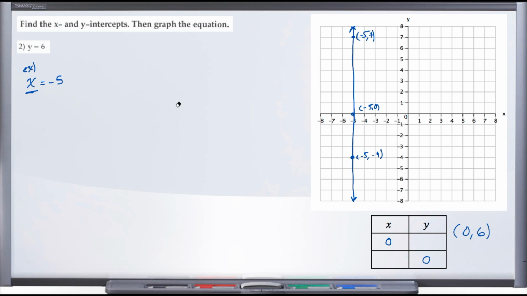Let me quickly redraw the actual answer for number 2 here. This was y equals 6, so again I'm going to go to 6 on the y-axis and just connect it with a horizontal line like so.